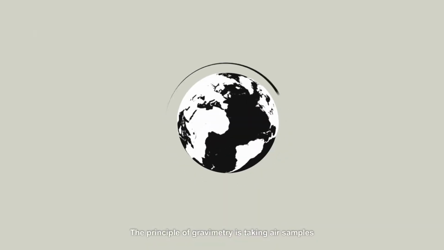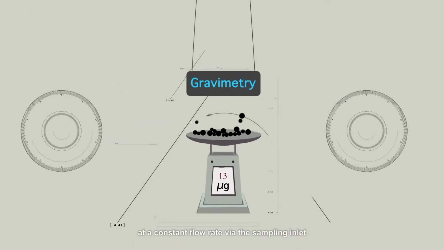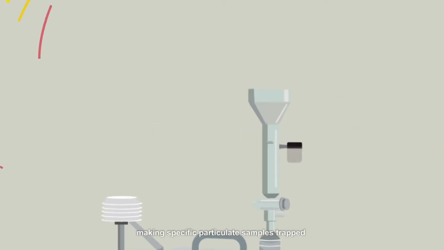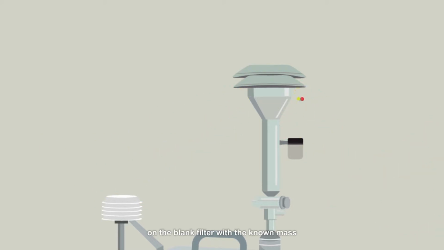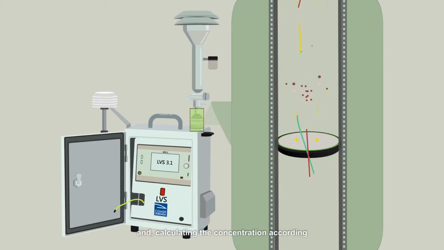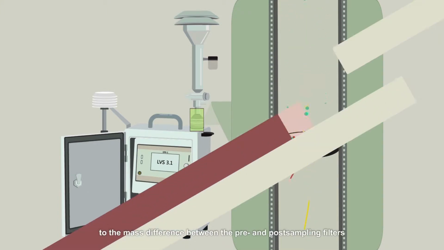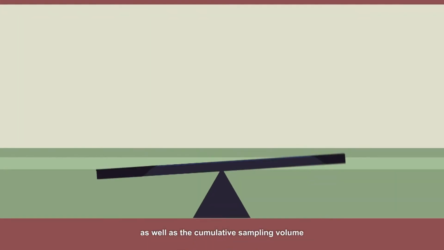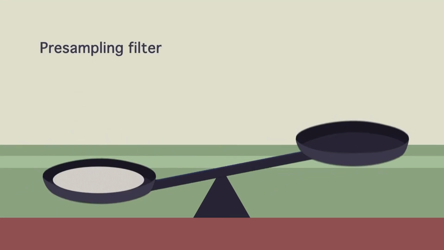The principle of gravimetry is taking air samples at a constant flow rate via the sampling inlet, making specific particulate samples trapped on the blank filter with the known mass, and calculating the concentration according to the mass difference between the pre- and post-sampling filters, as well as the cumulative sampling volume.